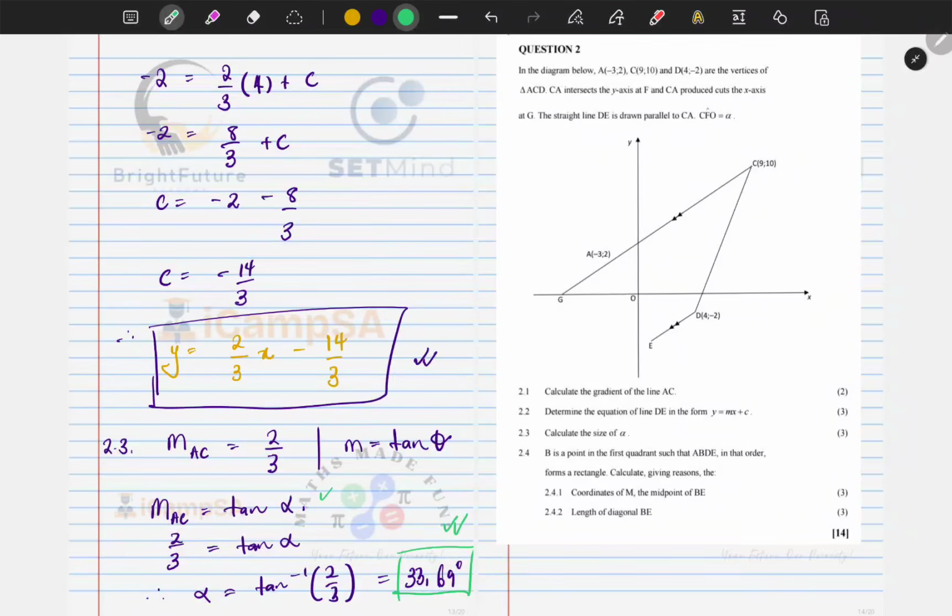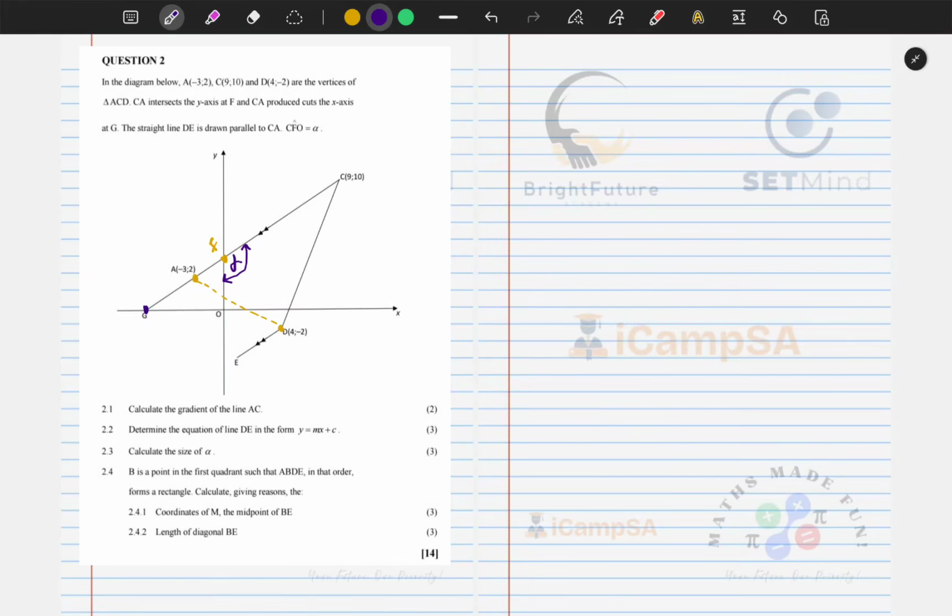Right, so now let's look at 2.4. So now in 2.4, they are saying B is a point on the first quadrant such that ABDE in that order forms a rectangle. Calculate, giving reasons, the coordinates of M, which is the midpoint of BE. So here, we might need to erase here, right?